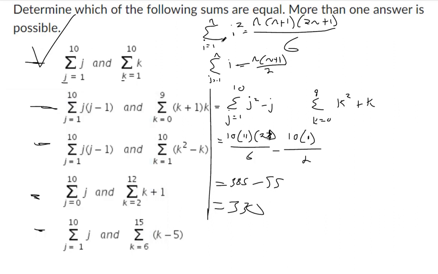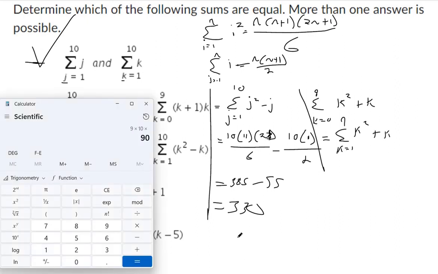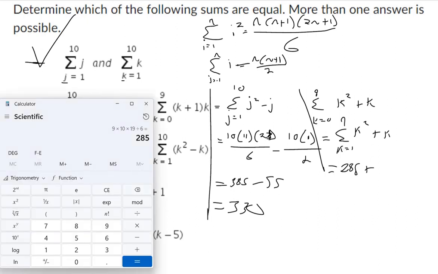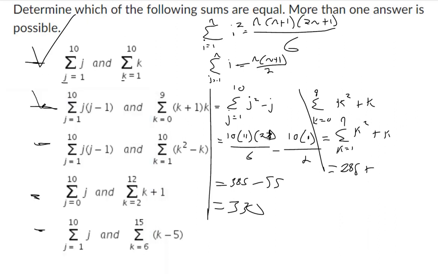Okay, you can do the same thing over here, except look, these formulas start at 1. This one starts at 0. But look at what the 0 term is. If you plug in 0, 0 squared plus 0 is also 0. So the formula that we have over here is equivalent to this formula. Okay, so using the same formulas up above, that's 9 times 10 times 19 divided by 6. So that's 285 plus, this is 9 times 10 divided by 2, plus 45. So we got 330. Okay, so this one works because this is 330 and this is also 330.